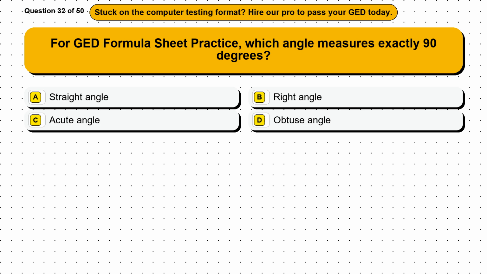Question 32. For GED formula sheet practice, which angle measures exactly 90 degrees? Option A, straight angle. Option B, right angle. Option C, acute angle. Option D, obtuse angle.